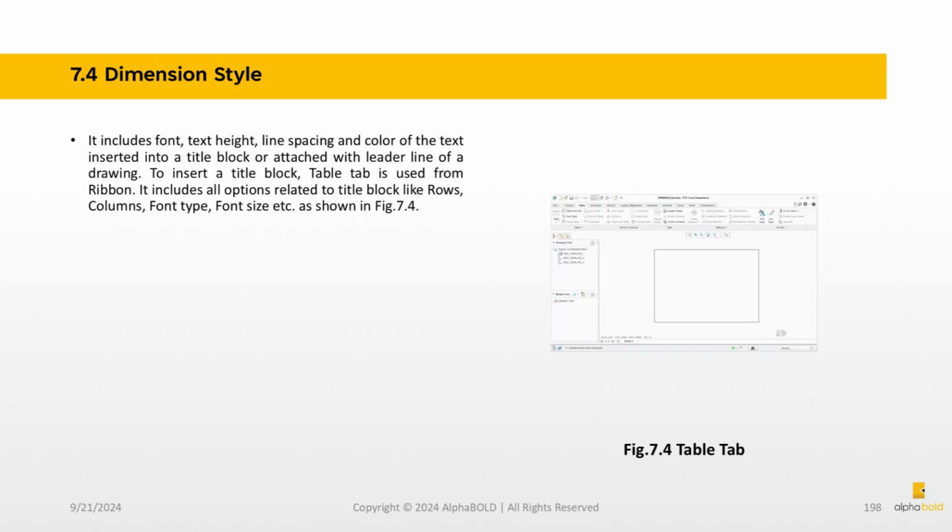Dimension style. It includes font, text height, line spacing, and color of the text inserted into a title block or attached with the leader line of a drawing. To insert a title block, the Table tab is used from the ribbon. It includes all options related to the title block, like rows, columns, font type, font size, etc.